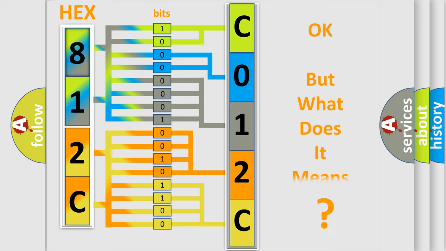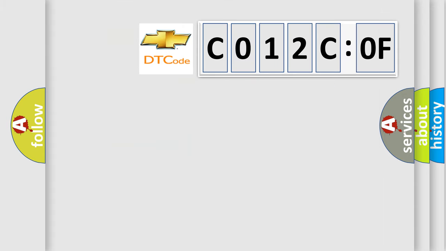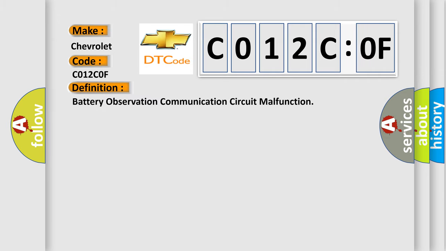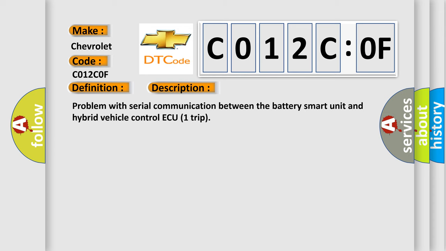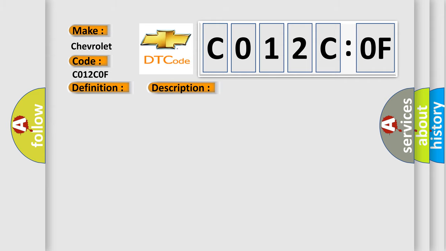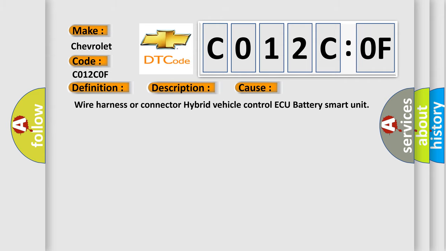The number itself does not make sense to us if we cannot assign information to what it actually expresses. So, what does the Diagnostic Trouble Code C012C-0F specifically interpret for Chevrolet? The basic definition is battery monitor communication circuit malfunction. And now this is a short description of this DTC code. Problem with serial communication between the battery smart unit and hybrid vehicle control AQ1 trip. This diagnostic error occurs most often in these cases: wire harness or connector, hybrid vehicle control AQ, battery smart unit.